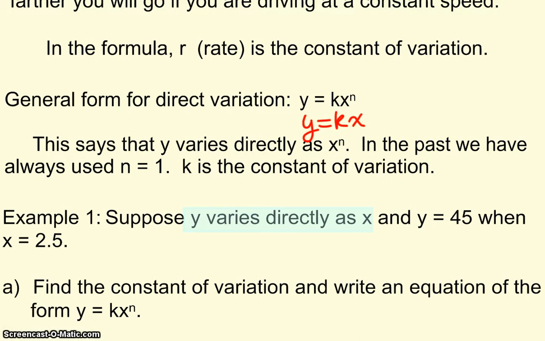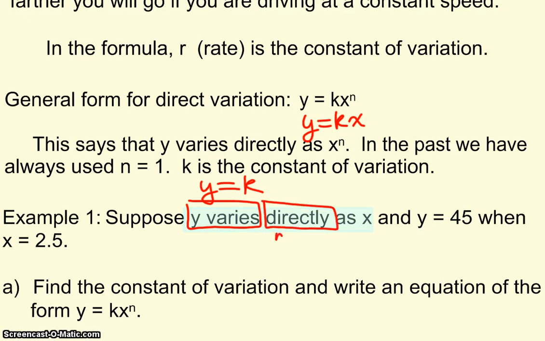Now let's take an example of how you do a problem with these. Suppose we know that y varies directly as x and y equals 45 when x equals 2.5. The first thing we would need to do would be to write a direct variation equation. As soon as you see the words y varies, you should automatically start with y equals k. You're always going to have a constant of variation. Then the operation is going to depend on the type of variation.